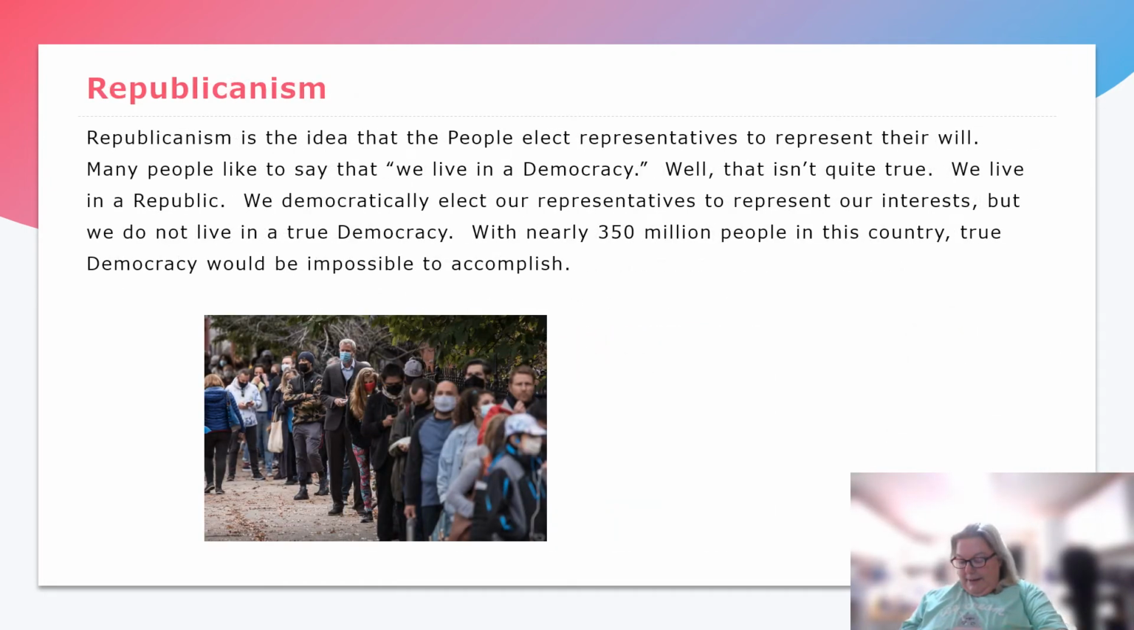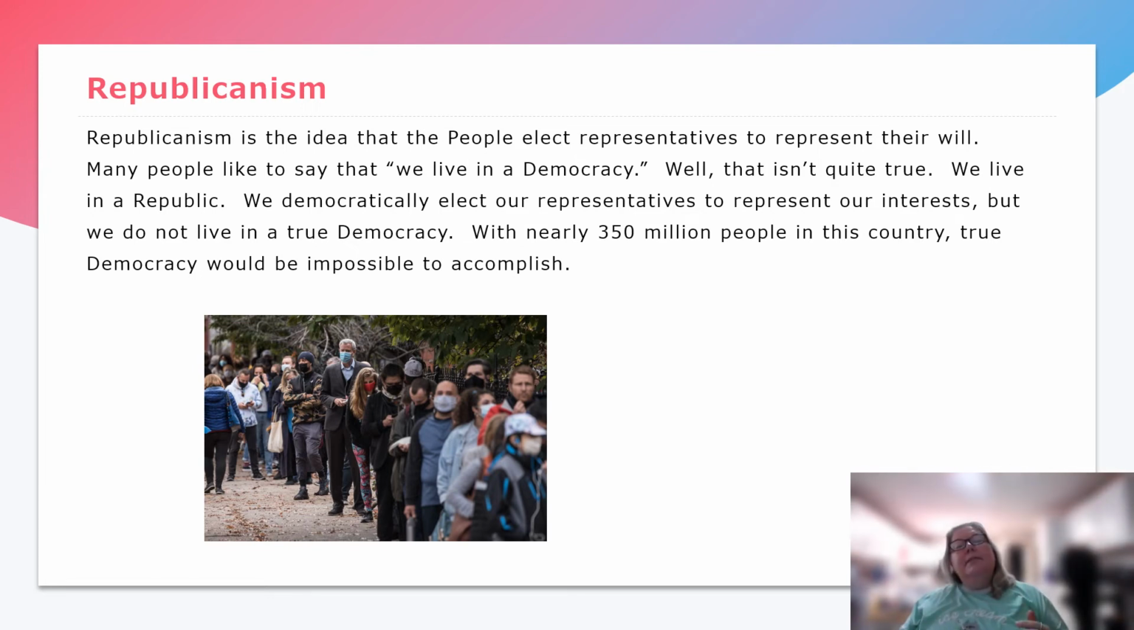Our next topic is Republicanism. It's our last subtopic, Republicanism. It's the idea that the people elect representatives to represent their will. And this is Republicanism with a small r, not a big R.